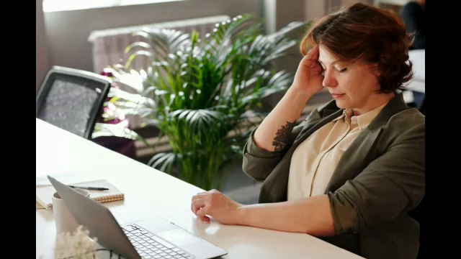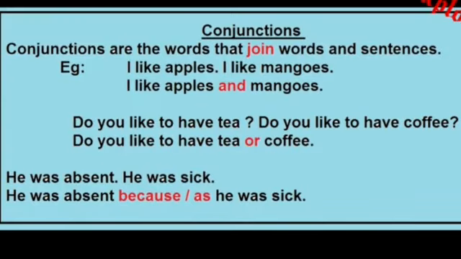This way, conjunctions are used in joining words or sentences. Conjunctions are the words that join words and sentences. Conjunctions help to decrease or reduce the length of the sentences. For example, I like apples, I like mangoes. I like apples and mangoes.